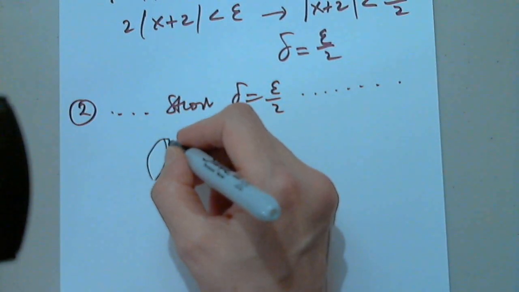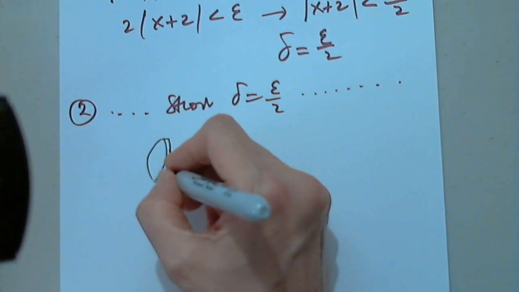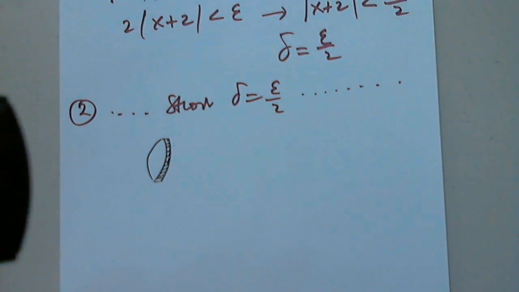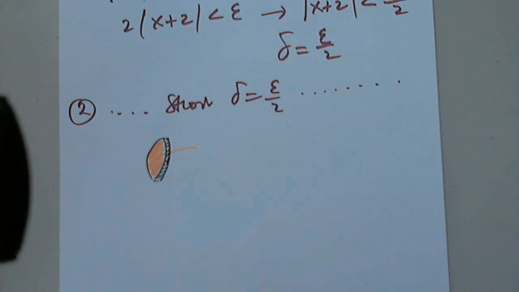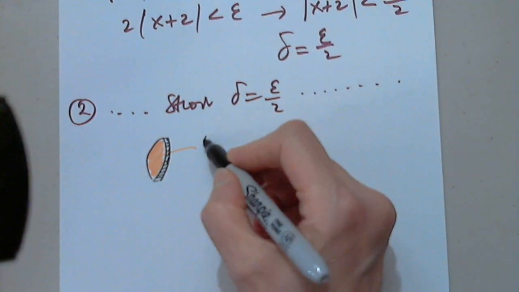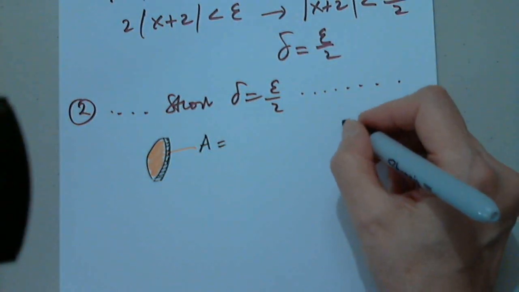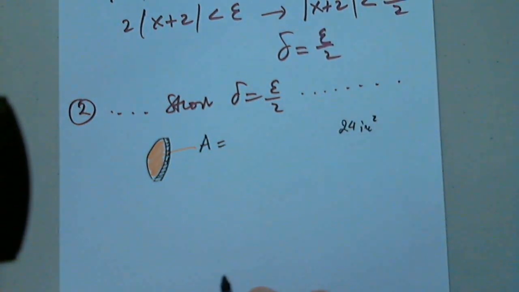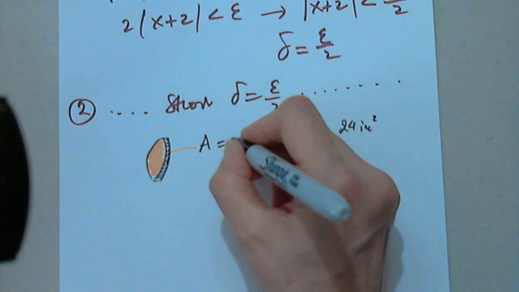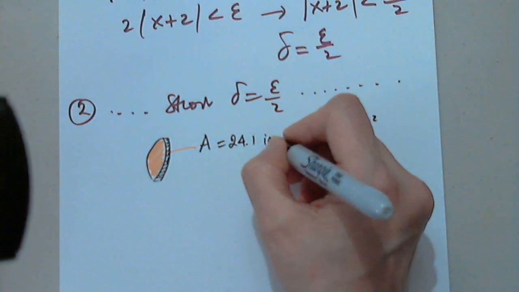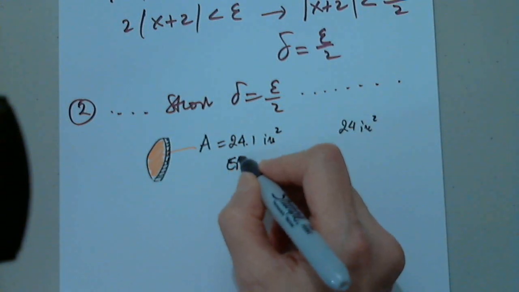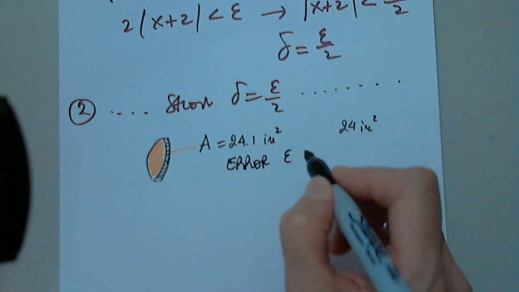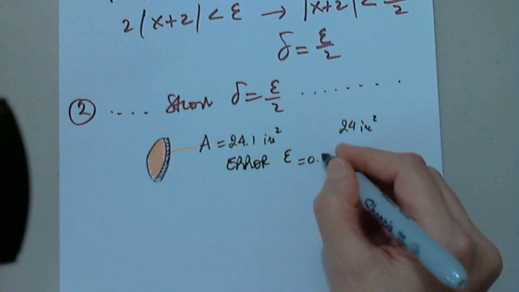So this is a disk, and this is its area. Somehow I measure the area, and the area should be 24 square inches. But instead, it's 24.1 square inches. So there is an error of epsilon of 0.1.